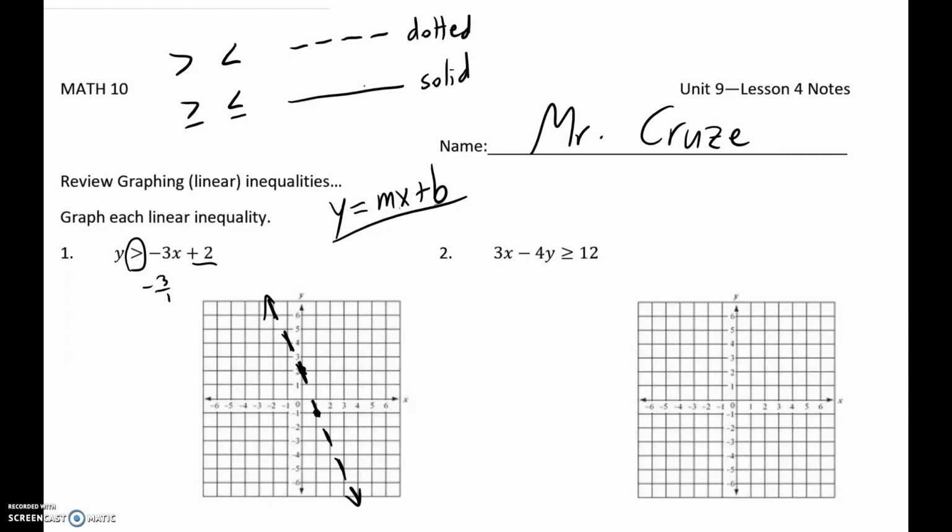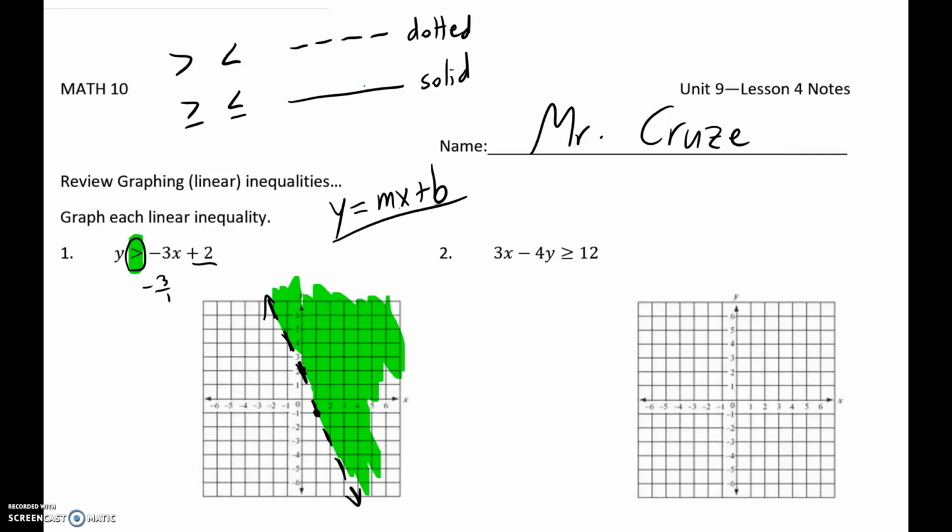The other component to this is the shading. Okay, where is my solution exactly? If it's not on the line, it has to be elsewhere. And that's where the greater than comes in, all right? We're going to shade everything that is greater than this line. And when you think greater than, you're usually going to think up. So we're going to shade everything above this line.